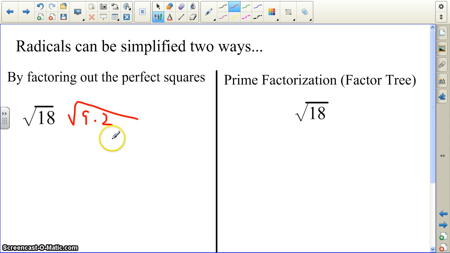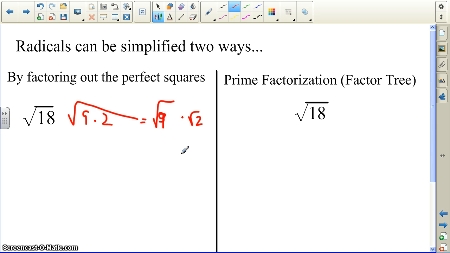Now, my factors need to be perfect squares here. Well, I can separate that one more time to where I have the square root of 3 times the square root of 2. We'll talk a little bit more about multiplication later, but I'm sorry, not square root of 3, I'm getting ahead of myself. Square root of 9 times the square root of 2. Okay, so I can separate it that way.